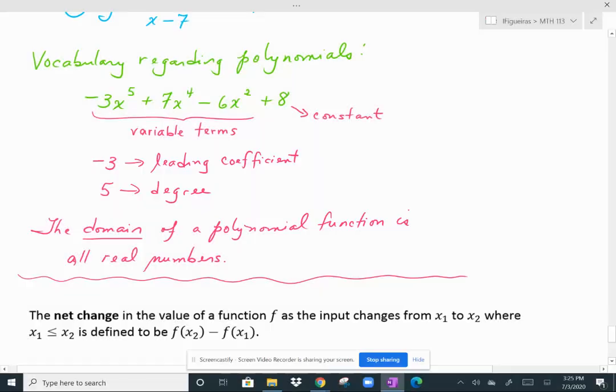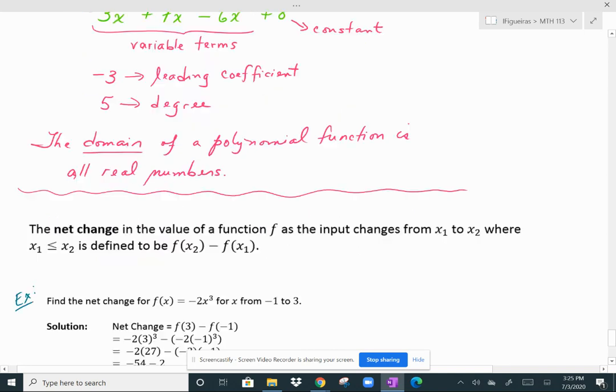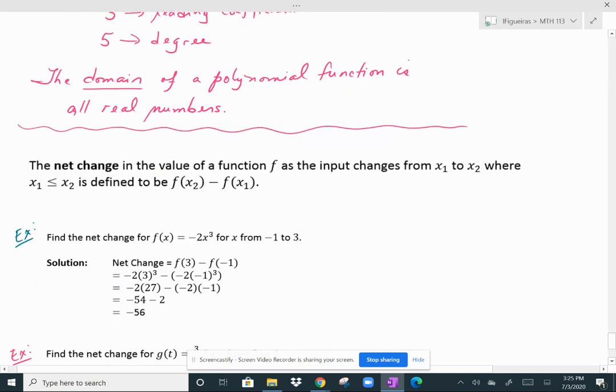So here's net change. The net change in the value of a function f, as the input changes from x sub 1 to x sub 2, where x sub 1 is smaller than x sub 2, is f of x sub 2, in other words, plug in the bigger one first, minus f of x sub 1. So it's basically the difference in your y values.